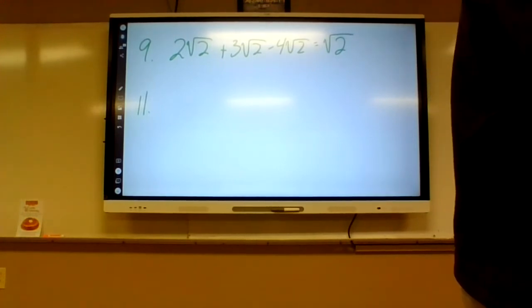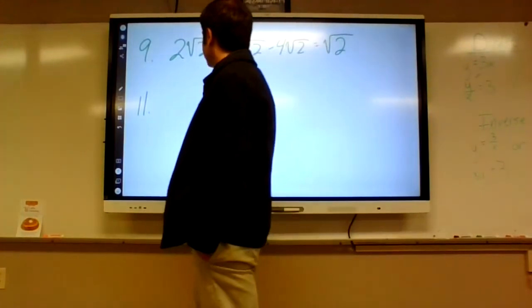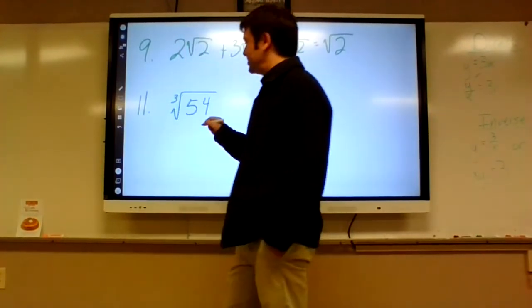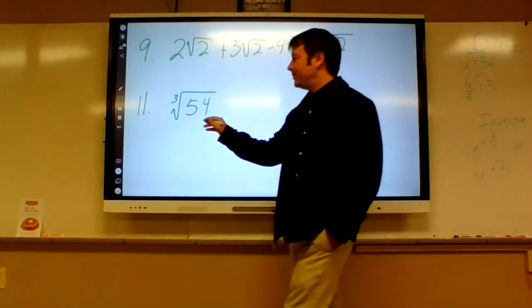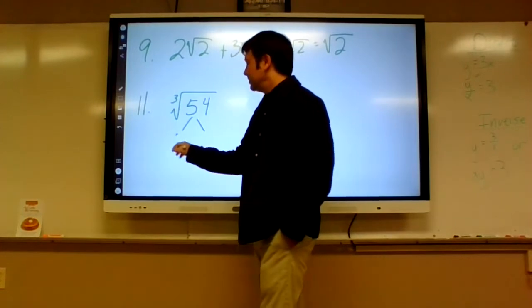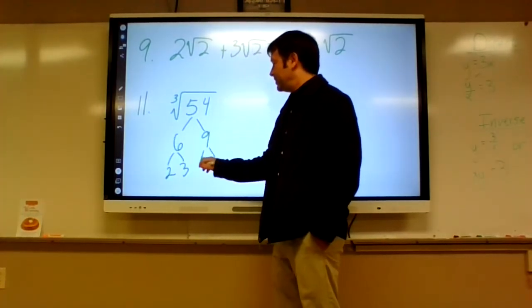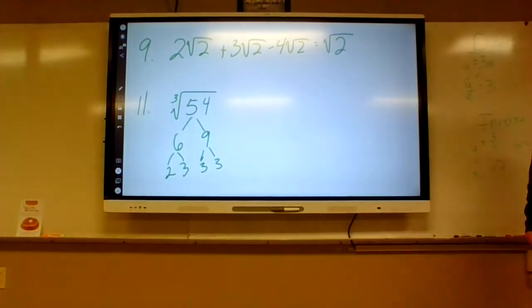Cube root of 54. Okay. We're in the cube root zone. 54 is kind of a big number, so I'm guessing its cube root's going to simplify. What can go into 54? 6 and 9. 2 and 3, 3 and 3. So what's that going to become?